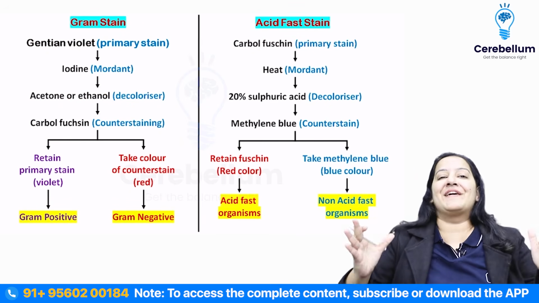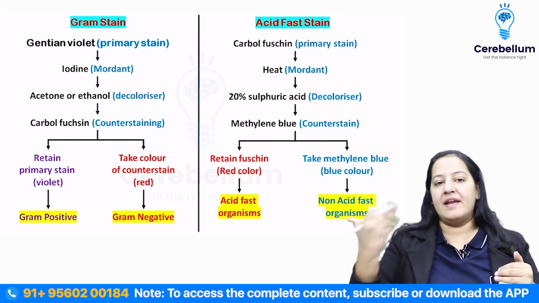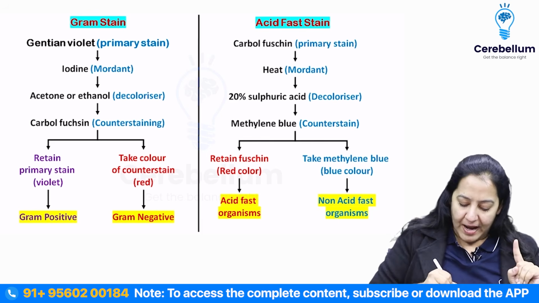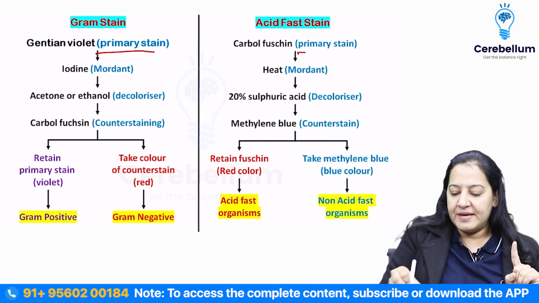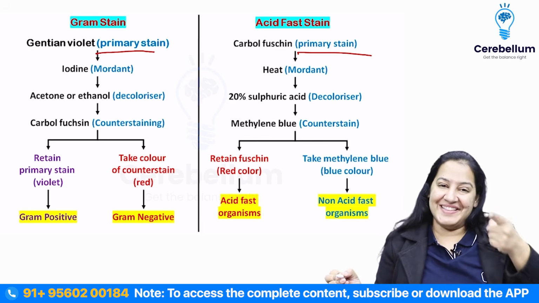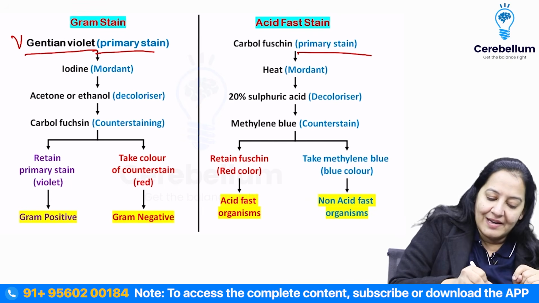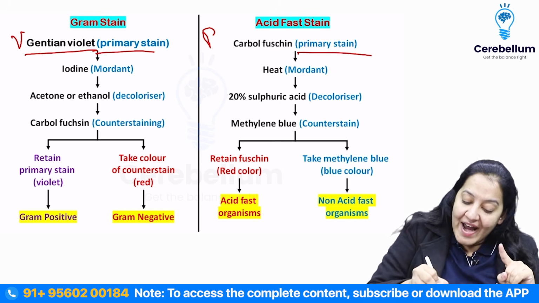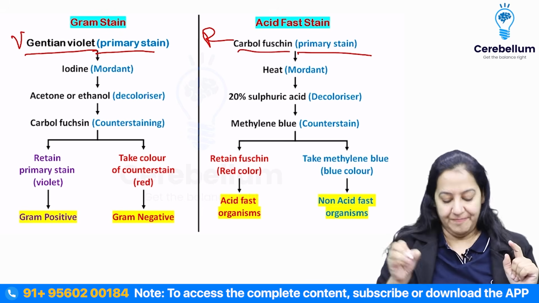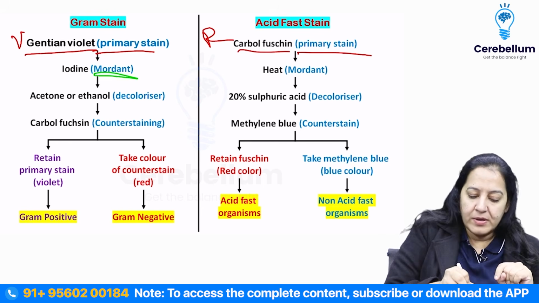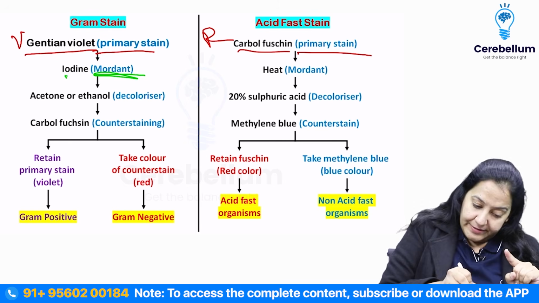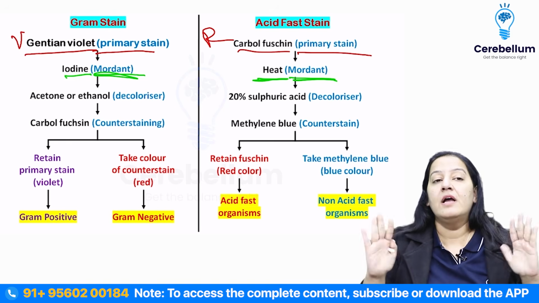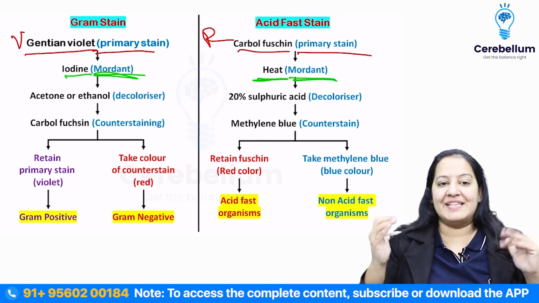Now let's compare and contrast the gram stain and acid fast stain. Please do the comparison and contrasting here. What is the primary stain in gram stain, and what is the primary stain in acid fast stain? In gram stain, the primary stain is any violet stain, like gentian violet or crystal violet, and in acid fast stain, the primary stain is any red stain like carbol fuchsin. The next step is the mordant. What is the mordant in gram stain? It's iodine. And what is the mordant in acid-fast stain? It's heating. What do you mean by mordant? It is something which is fixing the dye inside the bacteria.